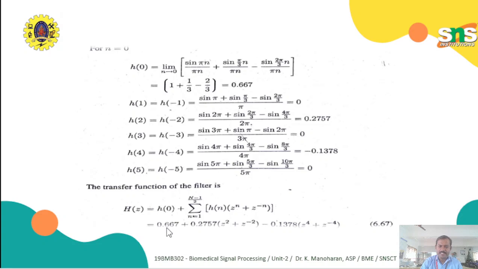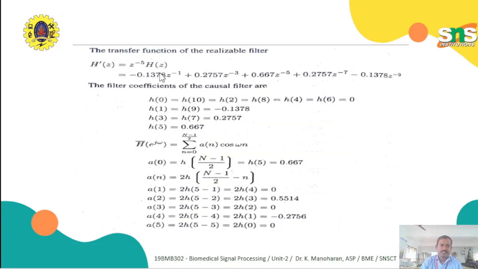If you multiply this, we get z power minus 5. Here, multiplying with this, plus 2, minus 2, z power minus 5 becomes minus 3 and minus 7, so we have 4 here, into z power minus 5. So it becomes z power minus 1 to z power minus 9. Look at this coefficient: minus 0.137 into z power minus 1, then 0.2757 into z power minus 3, 0.667 into z power minus 5, 0.2575 into z power minus 7, and then minus 0.1378 into z power minus 9. Look at this. From this I can write the filter coefficients.